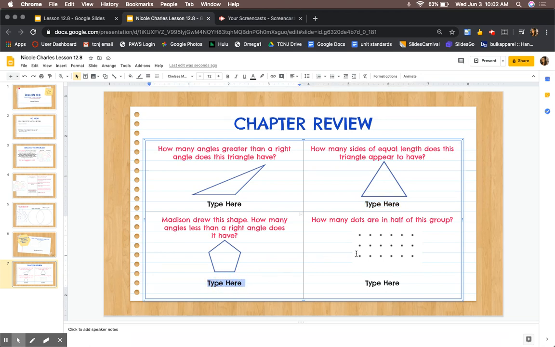And then lastly, it says how many dots are in half of this group. So you're going to have to figure out how many are in the total and then how many are in half of the group. And then once again, click here and type your answer.